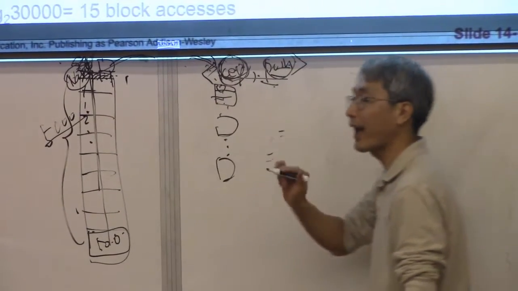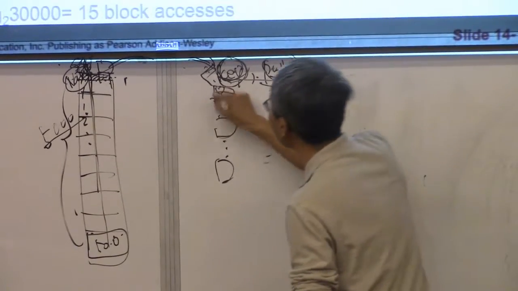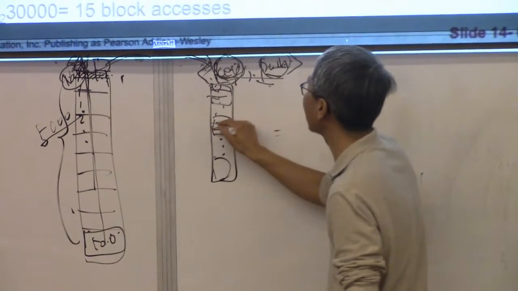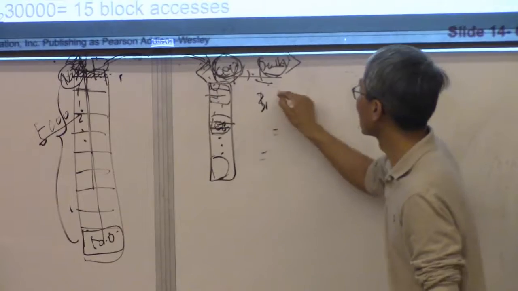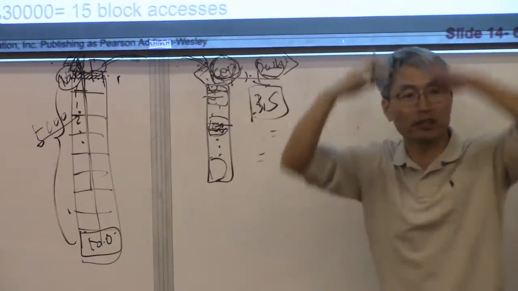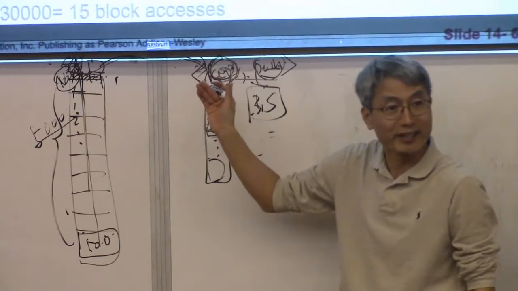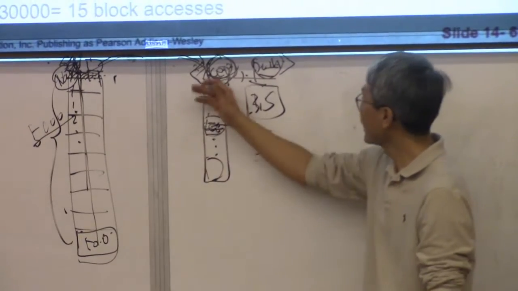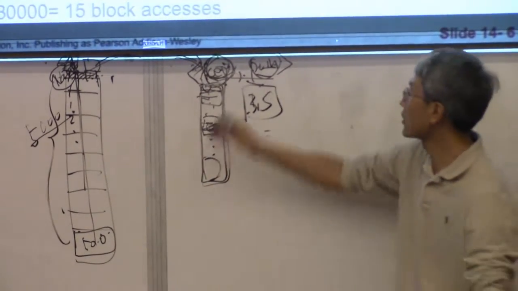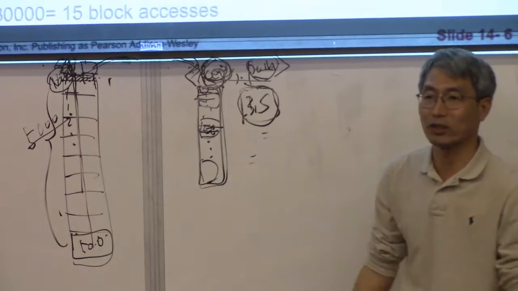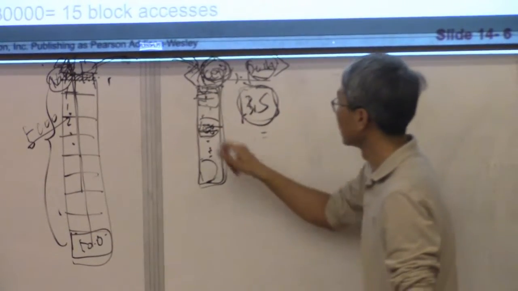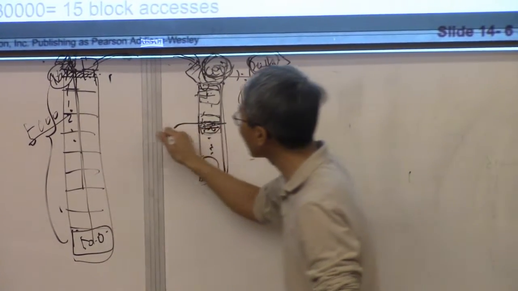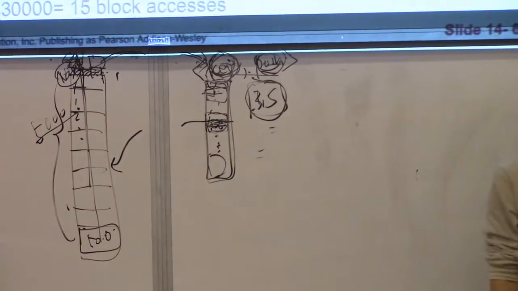Then, how can we access the data using an index? First, find the index key item. For example, how can we find it? Using binary search. The reason is the index is always ordered by key. If the index is not ordered, there is no reason to use an index. Because the index is ordered by the key, we can always use binary search. So using binary search, we can find the index key entry. Then using this pointer, we can access the data block.